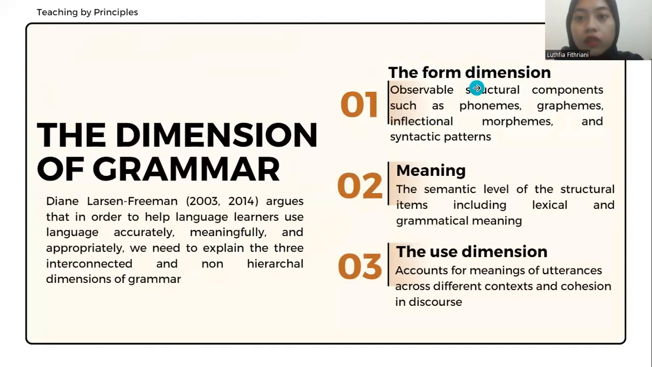The first is the form dimension. Observable structural components such as phonemes, graphemes, inflectional morphemes, and syntactic pattern. The second is meaning. Meaning is the semantic level of the structural items, including lexical and grammatical meaning. And the third is the use dimension. It accounts for meaning of utterances across different contexts and cohesion in discourse.